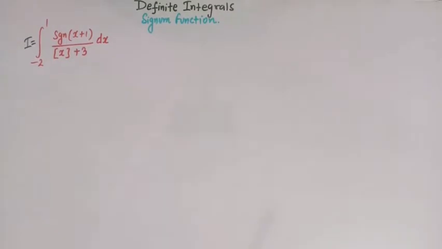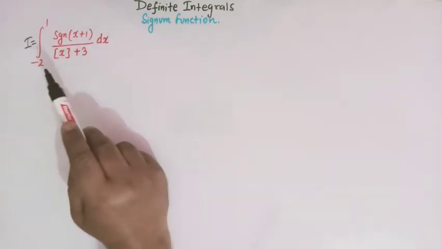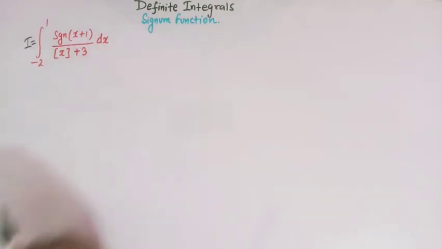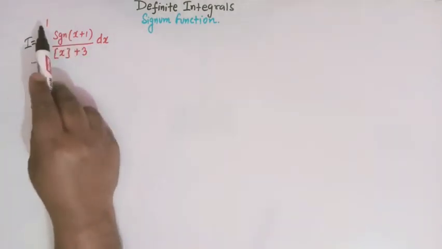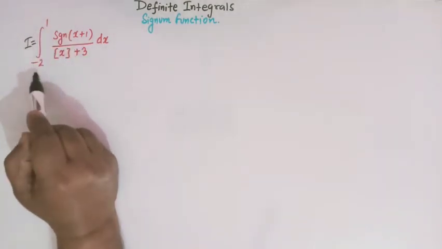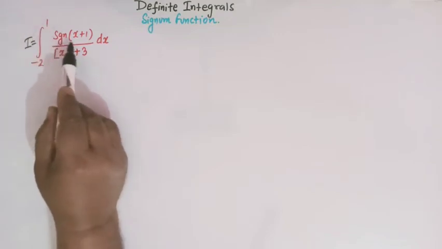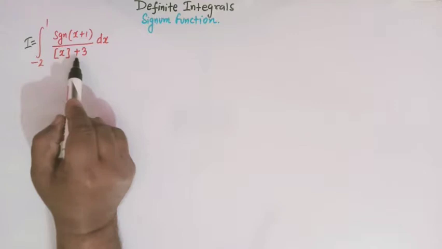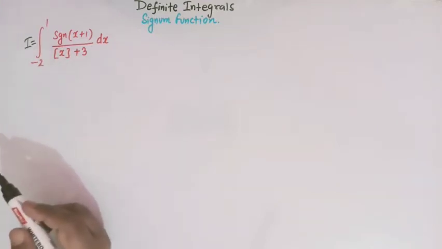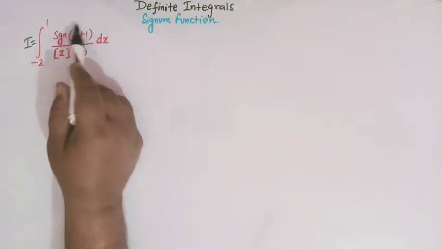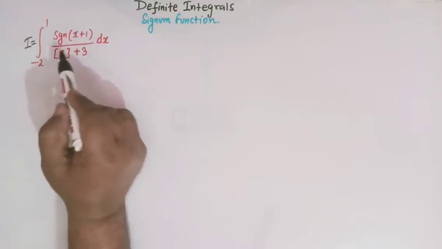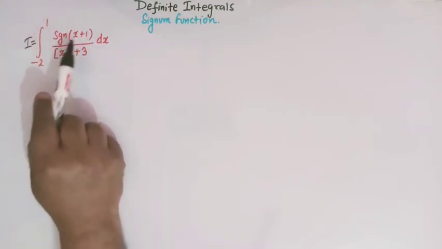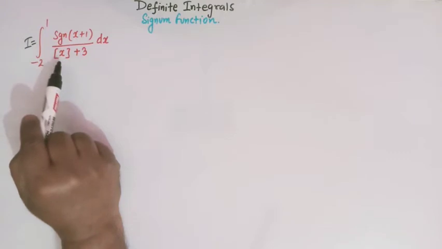Hello viewers, in today's class we are going to solve yet another important problem from definite integrals, right? So here we have this integral, I is equal to the integral from minus 2 to 1 of signum of x plus 1 divided by greatest integer x plus 3, right? So here we see that our integrand is a combination of signum function and greatest integer function, right?